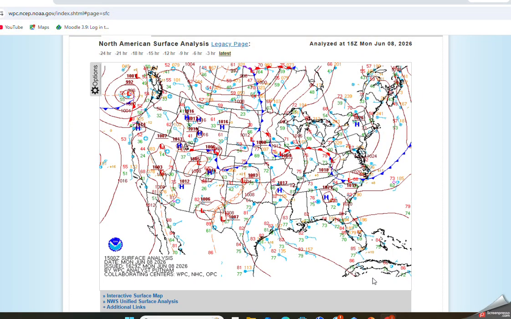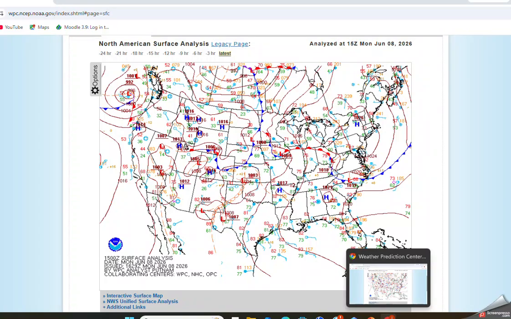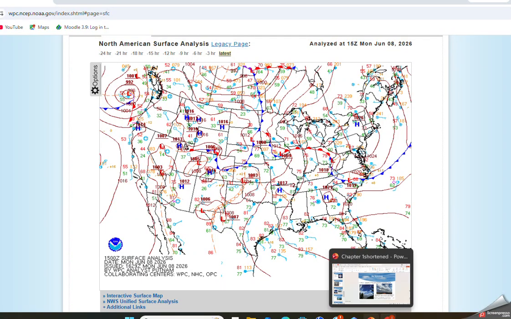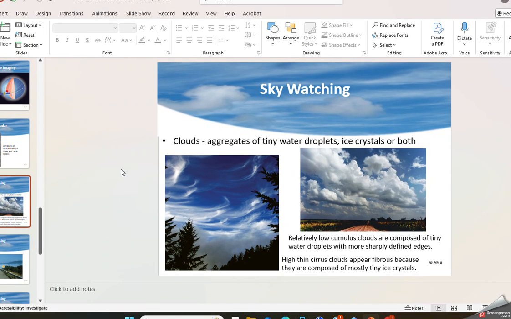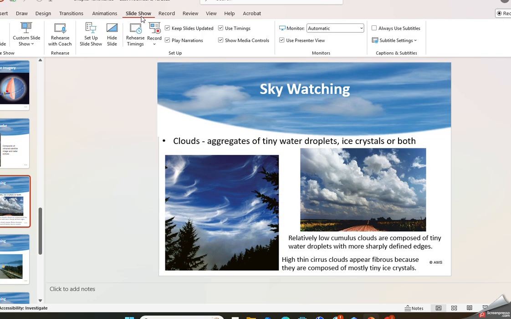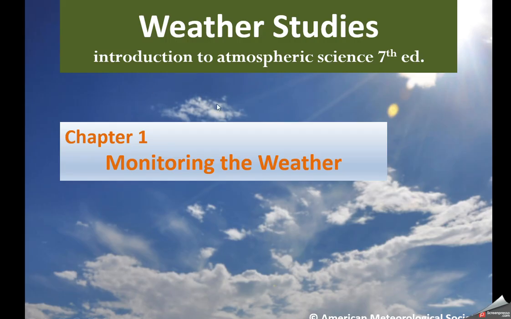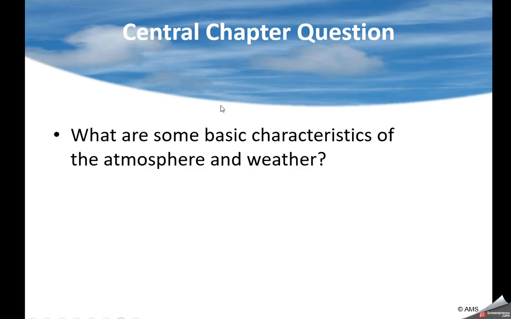So let's look at some stuff you're going to be seeing this week in your course. We're going to start at the beginning of this slideshow here, and I'm going to move along pretty quickly through it. So this whole week is about some of the basic characteristics of the atmospheric weather.